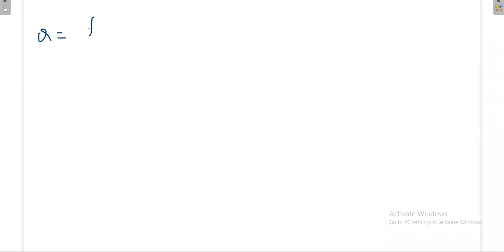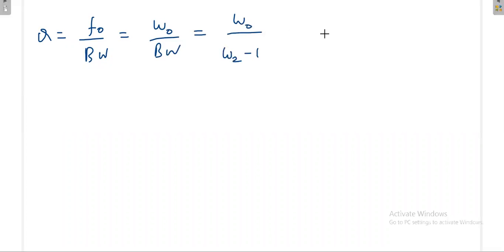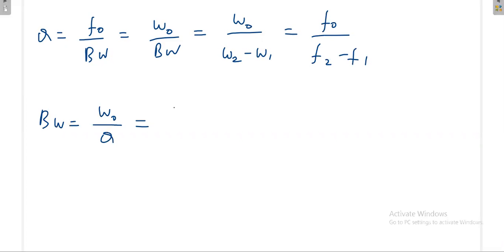Q is equal to f naught divided by bandwidth. Anyway, this is already written, or otherwise omega naught divided by bandwidth, whatever it may be. If it is omega naught, the bandwidth is omega 2 minus omega 1. If this is f naught, it is f2 minus f1. So the bandwidth is equal to omega naught divided by Q. Finally, the bandwidth we have already calculated, that is R by L, in radian per second.